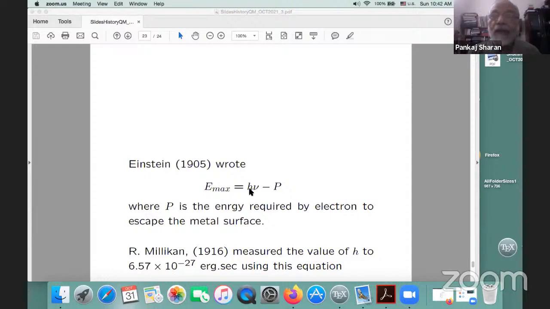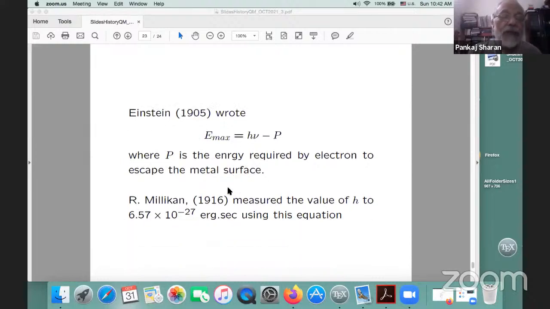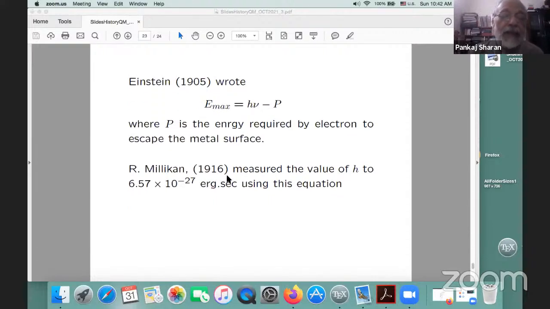And since this is a linear equation, it can determine the value of h. This is even done in some MSc level experiments in our universities today. So if P is the energy required for the electron to escape from the metal surface, this can be subtracted, and that's the maximum energy. Robert Millikan in 1916 measured the value of h to be 6.57 times 10 to the power minus 27. This is as early as 1916, using this equation.